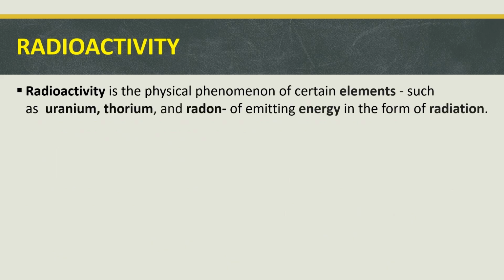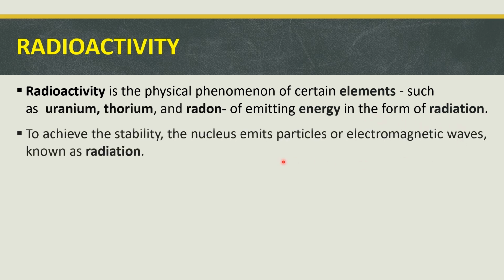So what is radioactivity? Radioactivity is a physical phenomenon of certain elements such as uranium, thorium, radium, radon and many other elements, which have heavy or unstable nuclei, emitting energy in the form of radiation. So what are radiations? To achieve stability, that means the nucleus which is unstable, to become stable, the nucleus emits particles or electromagnetic waves, which are known as radiations.